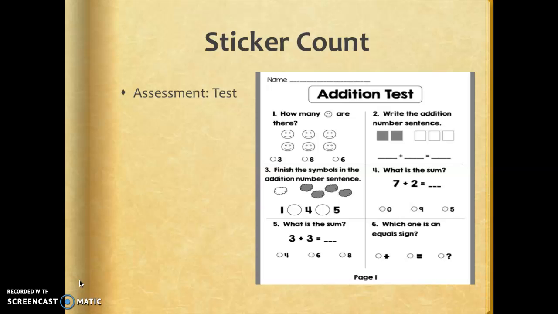And the assessment would be a test, and here is the test to the right.